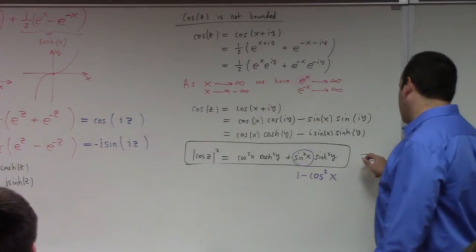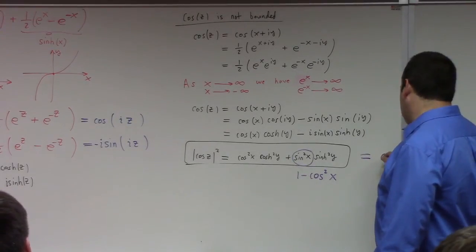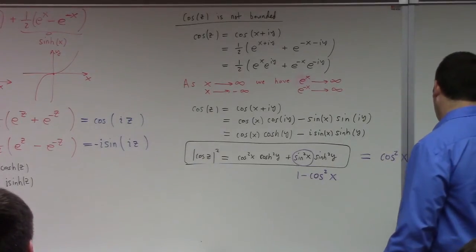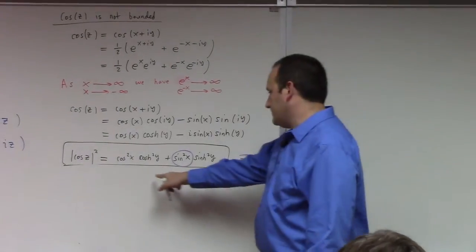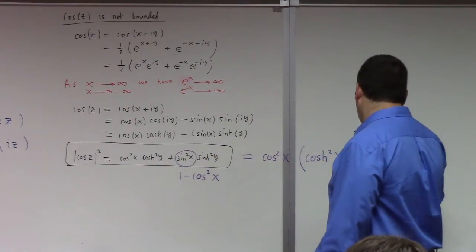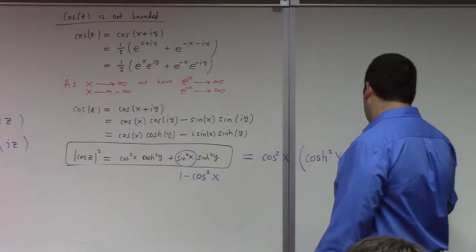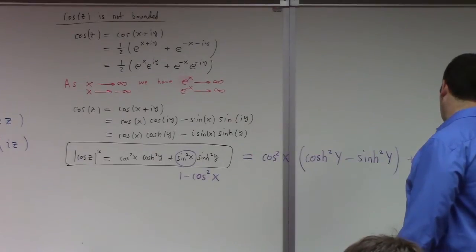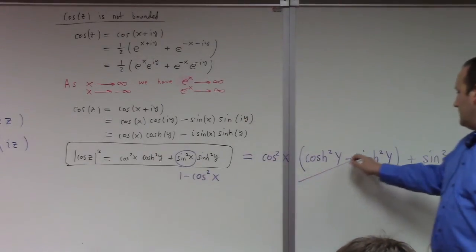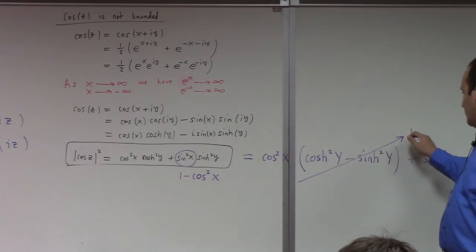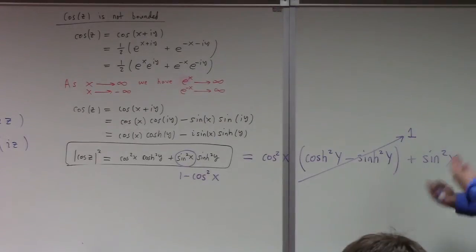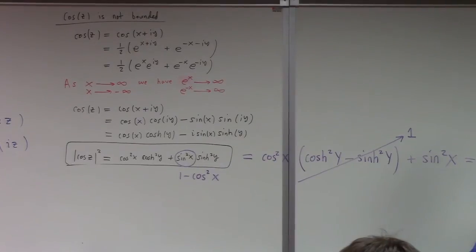And so what's this going to be equal to in view of that? It's cosine squared x, parentheses, cosh squared y minus sinh squared y. Aha! Then plus what? Plus sinh squared y, right? But this guy, if you know anything about hyperbolics, you know is 1. So this is the hyperbolic Pythagorean identity, if you like. That's 1, and so we just get cosine squared x. Excuse me.